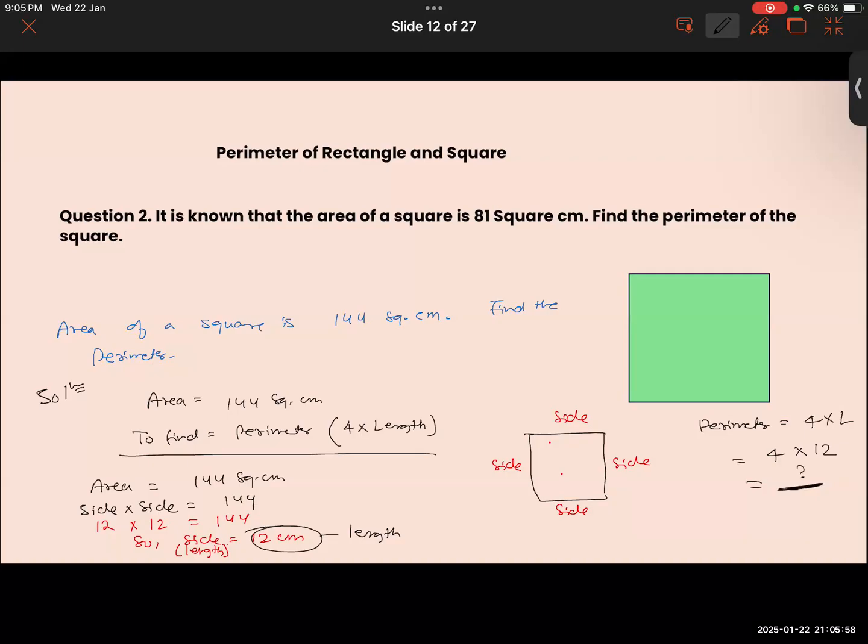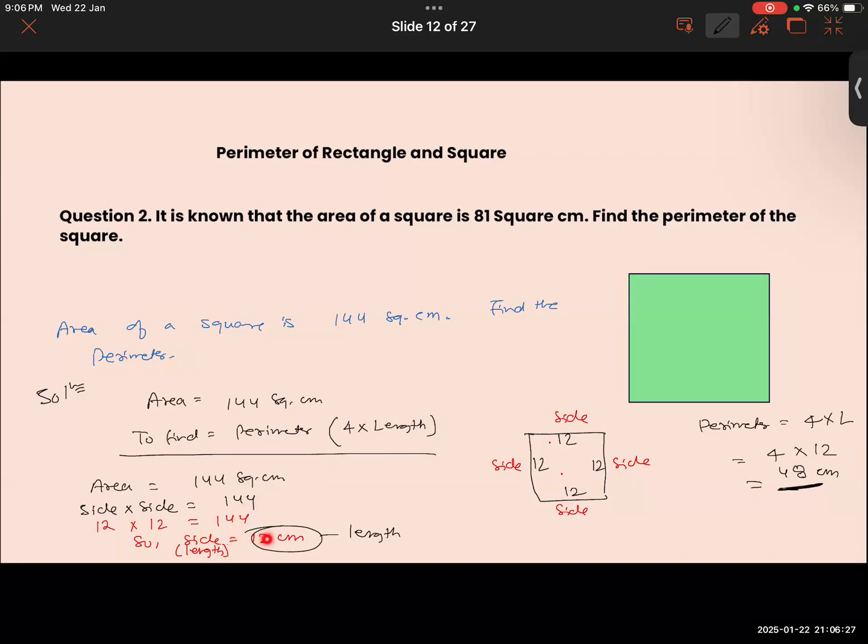4 times 12. 12 was a 48. That is 48 centimeter. So that is the perimeter. You understood this now? So this is 12, this is 12, 12 plus 12 plus 12 plus 12. That is 48. After doing 12 twelves, we got 144, right? Then we have to multiply 4 into 12. There you got the perimeter.